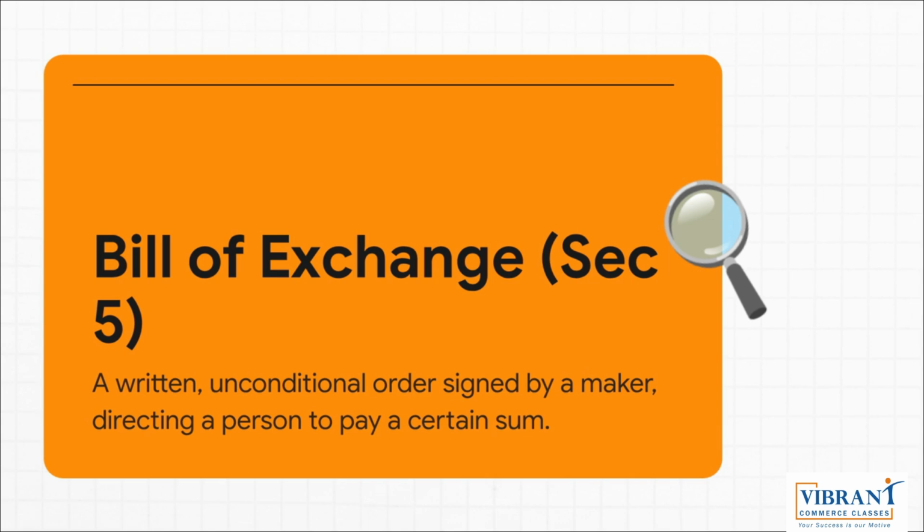Next, in Section 5, we have the bill of exchange. Now, the key word here shifts from promise to order. This isn't an IOU, it's a you pay them. It involves 3 people. The drawer writes the bill, ordering the drawee to pay money to the payee.